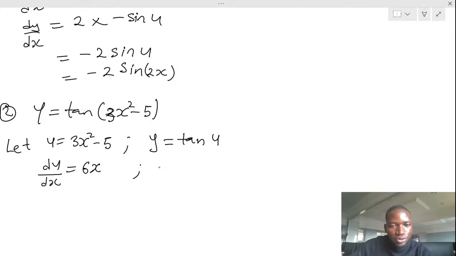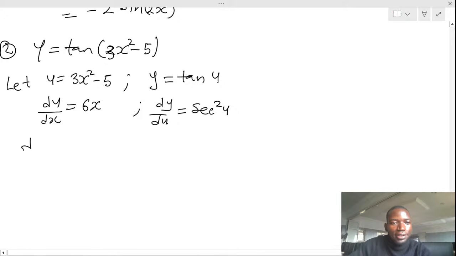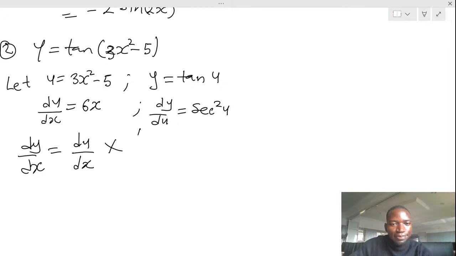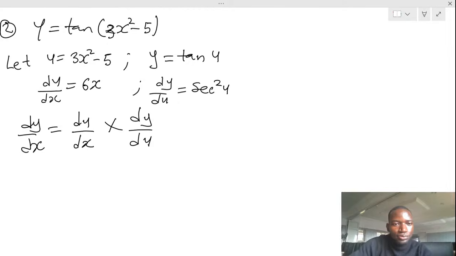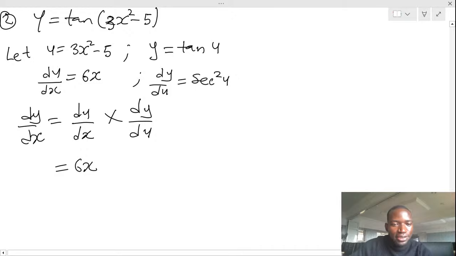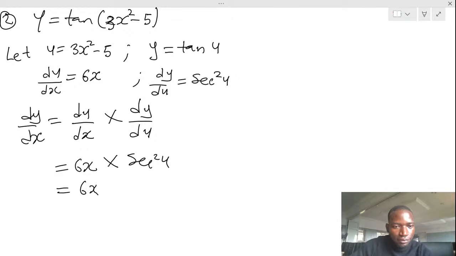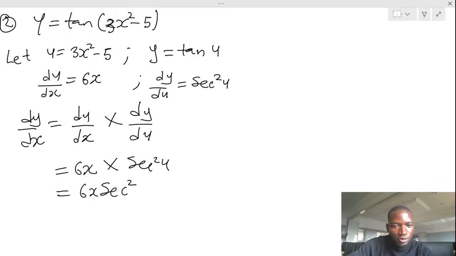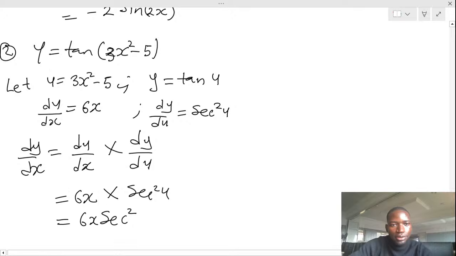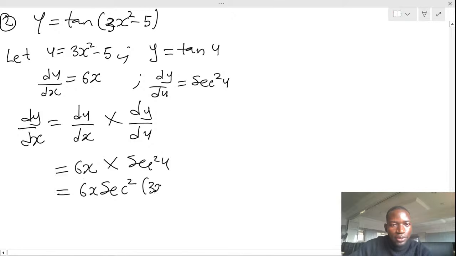Then differentiate y with respect to u, that will be dy/du, which is equal to what? If you differentiate tan u, like we just showed, that will be sec squared u. Then multiply your derivatives: du/dx multiplied by dy/du. So what we have here is 6x times sec squared u. Like I said, we do not have u in the question. We brought in the u ourselves, so go back and replace your u there. That will be 3x squared minus 5. All right, so that's our final answer.